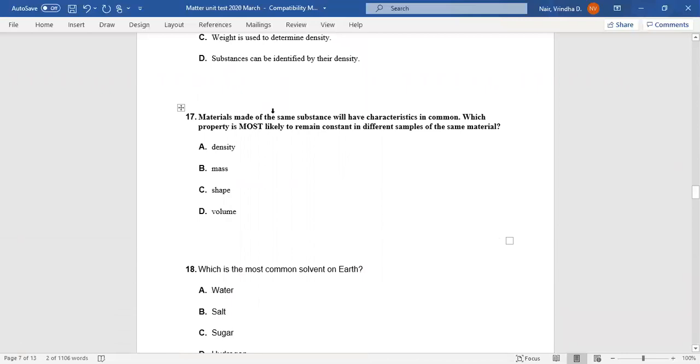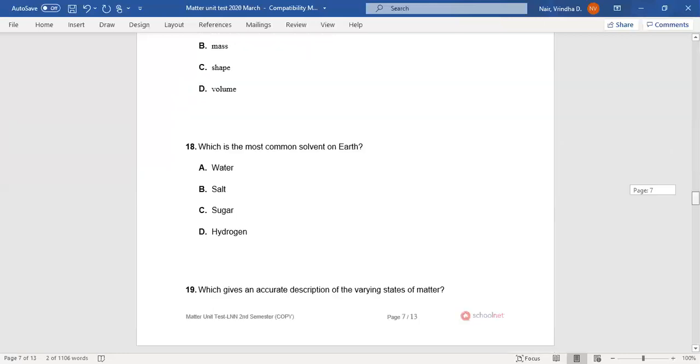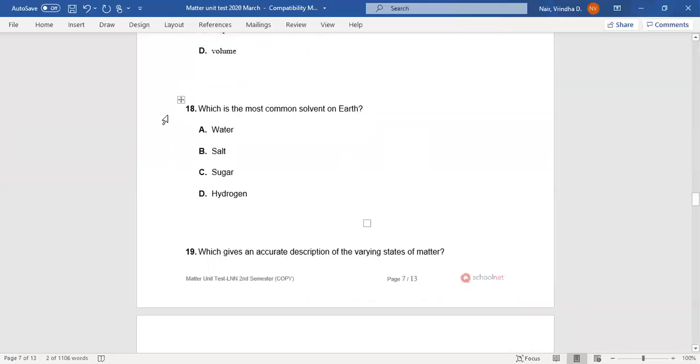Question number 17. Materials made of the same substance will have characteristics in common. Which property is most likely to remain constant in different samples of the same material? Is it density? Is it mass, shape, or volume? Which of the following is the most common solvent on the earth? Is it water, salt, sugar, or hydrogen?